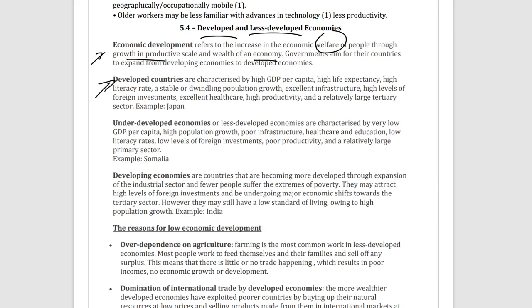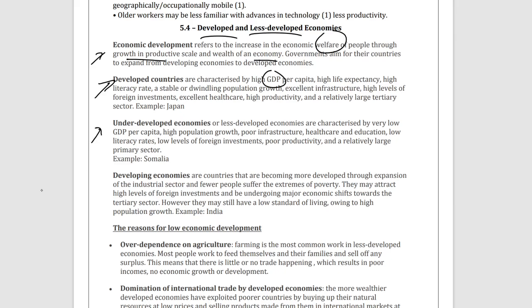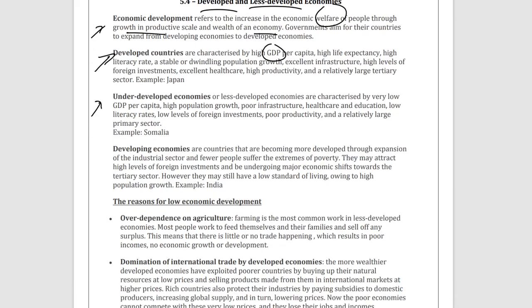We have something called developed countries. I'm sure you've heard of this. Developed countries is when they have high GDP per capita, high life expectancy, high literacy rate, and stuff like that. All the factors that we talked about previously. The next one, we have the underdeveloped economies. This is the opposite of developed countries, meaning they have low GDP, high population growth, poor infrastructure, and so on and so forth. Quite self-explanatory. It's just the opposite of developed countries.